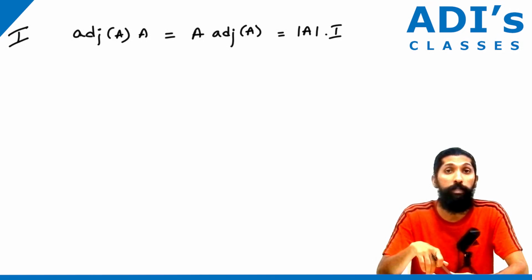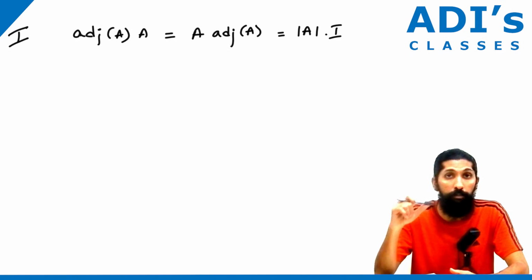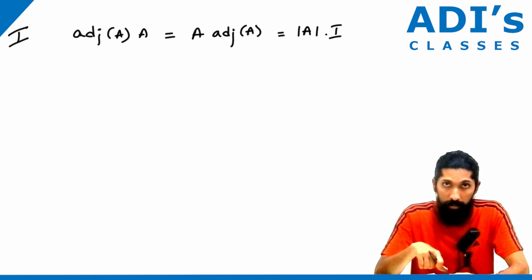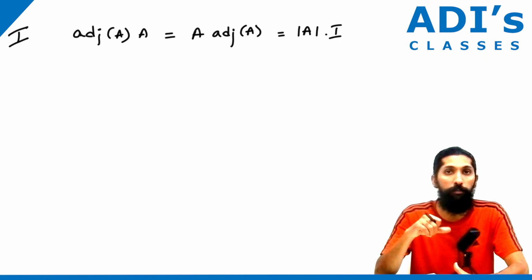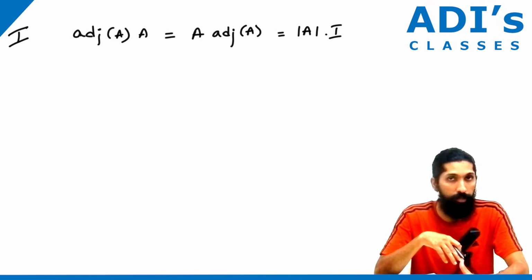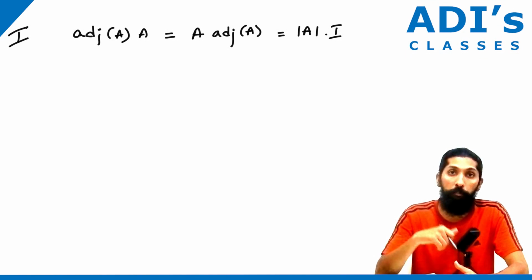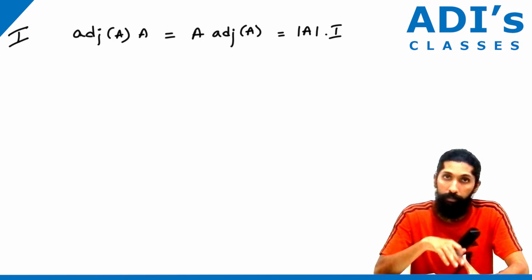Now here a very important point comes. What if the determinant is 0? Then we call such a matrix a singular matrix. In the sense, for a singular matrix, the determinant value is 0. Fair enough? This is the first property of adjoint of a matrix.